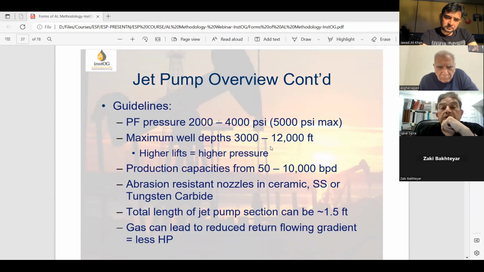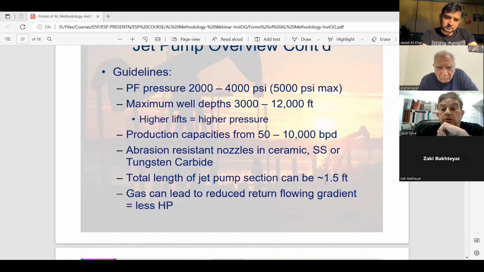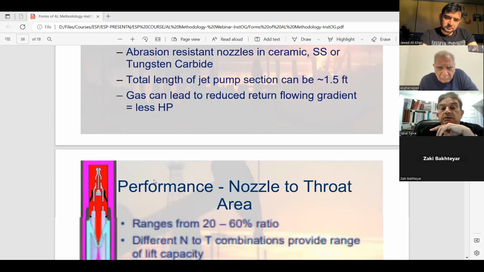Maximum well depth is 3,200 feet to 12,000 feet. Higher lifts. Production capacity is 50 to 10,000 barrels per day. Abrasion resistant. Total length of the jet pump is 1.5 feet only. Gas can lead to reduced return flow gradient, less horsepower.